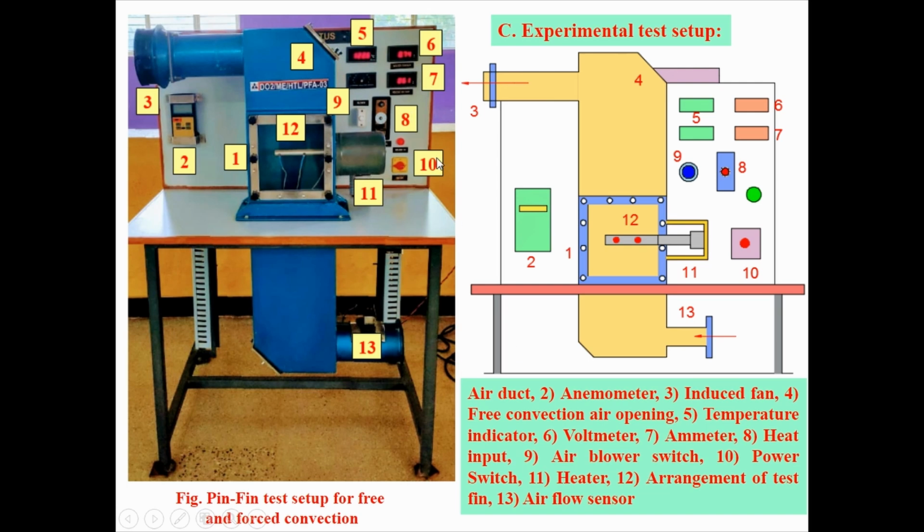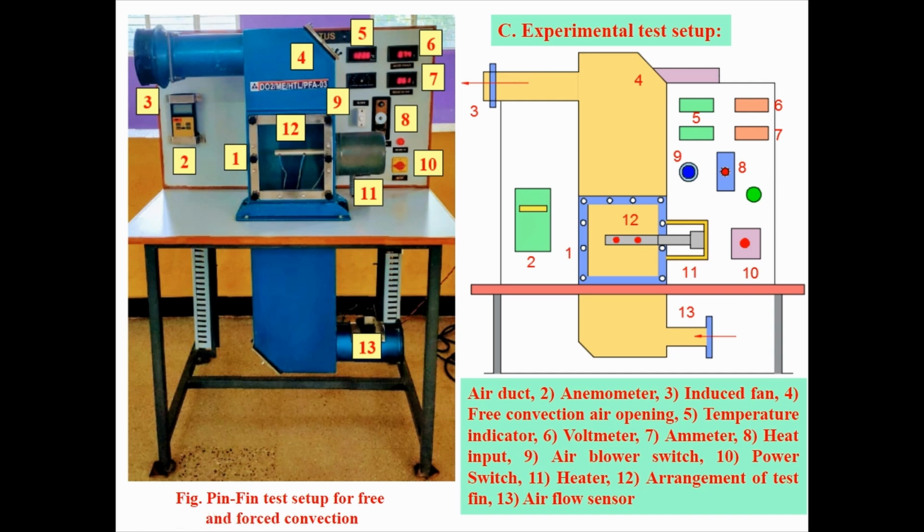So next, ninth is the air blower switch. 10th is the power switch. 11th is the electrical heater and 12th is the arrangement for a pin. Okay, 13th is the airflow sensor. Okay, now these all are the parts of the experimental setup of a pin.